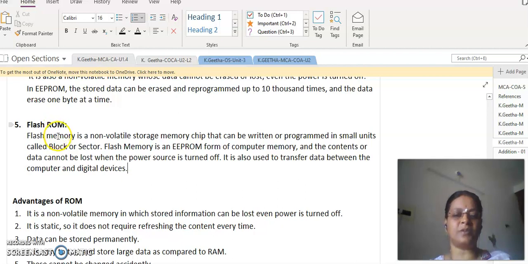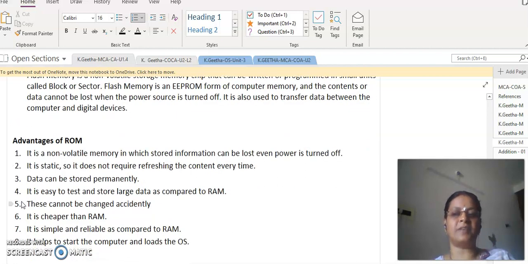It is usually used to transfer information from one computer to another computer, or from any electronic gadget to computers. Now I think we have discussed the various types of ROMs based on the technique we adopt for programming it, and the technique we use for erasing it.